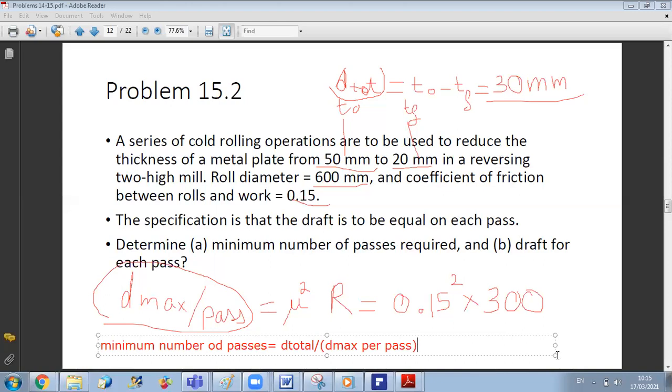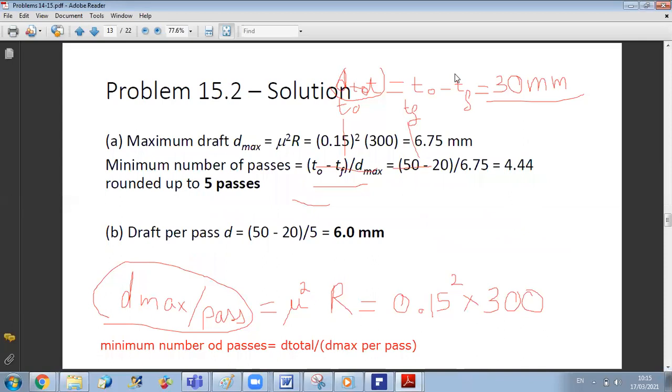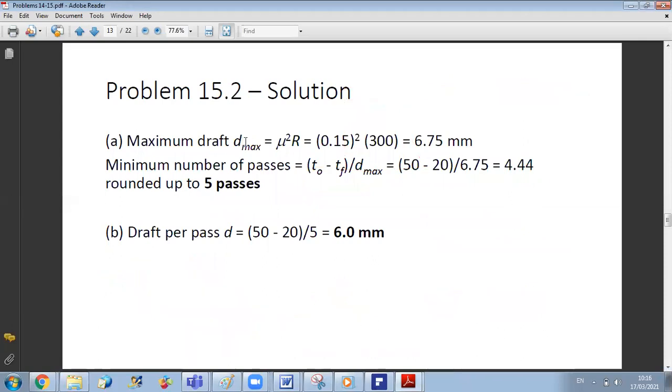Now pay attention that I should round this number. If you perform the calculation, you will obtain that the maximum draft is 6.75 millimeters. And when dividing the total draft by D max per pass, you will get 4.44. Of course, you will not do half of a pass, you will do a complete pass. So you will round up your number to the closest whole number. So then you get that it's rounded to 5 passes. So I need 5 passes to perform this operation.